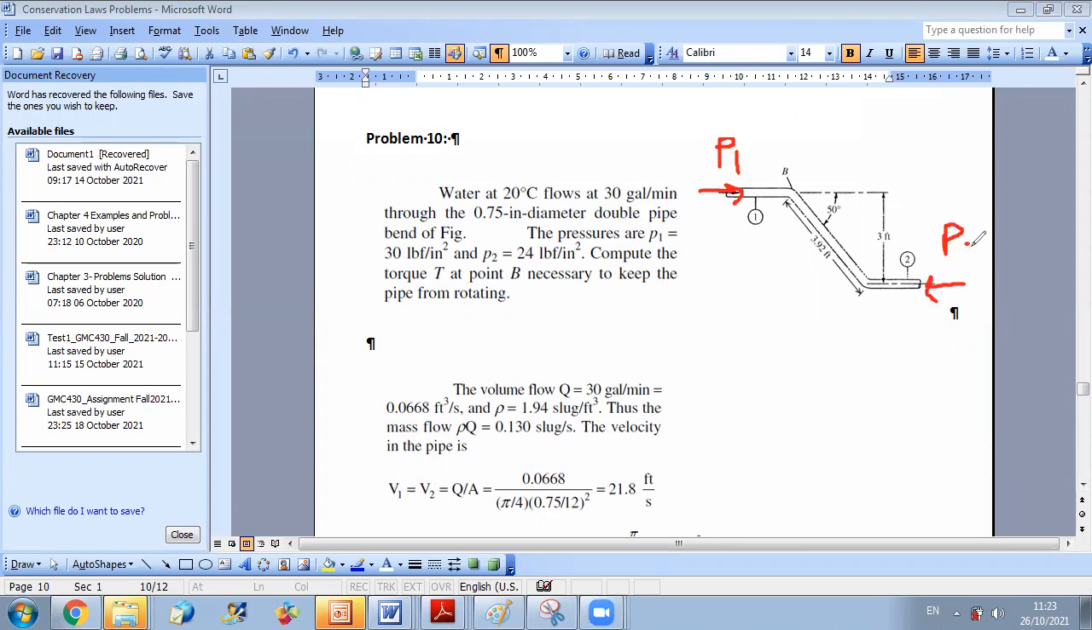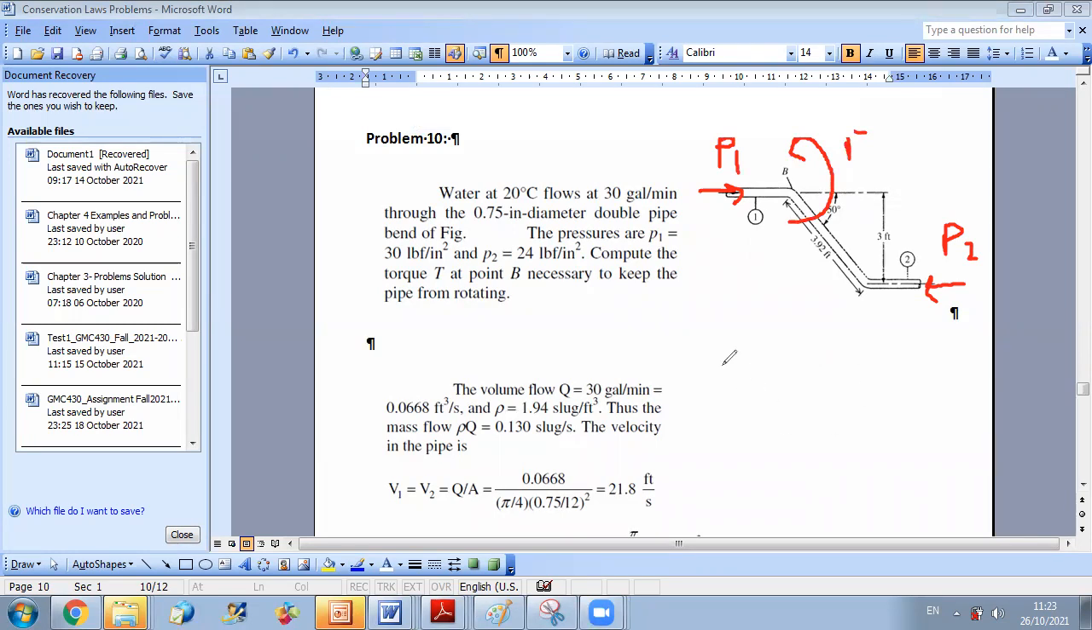And what we want to know is what should be the torque T that should be applied at B in order to keep the pipe from rotating. So we don't want our pipe to rotate, okay? This is why we need to put a certain torque. This torque should balance, if you want, angular momentum fluxes on the control surface, okay?